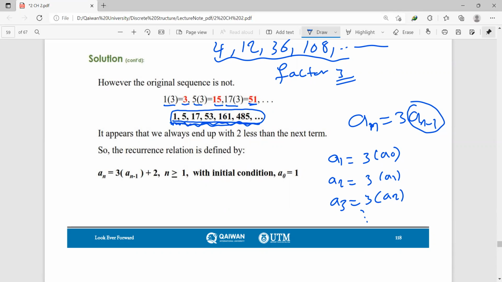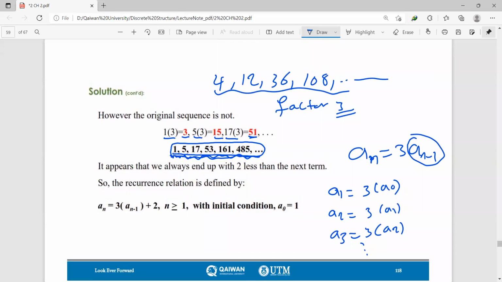Okay, so you have 3a_(n-1), and we will find what else do we have. We say the first term is 1. That means 3 times 1 to find the second term. 3 times 1 is 3. So what else do I add for the formula to get 5? 3 times 1 is 3, plus 2 to get the second term.